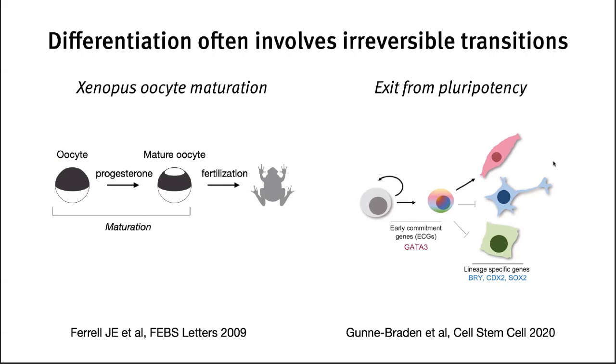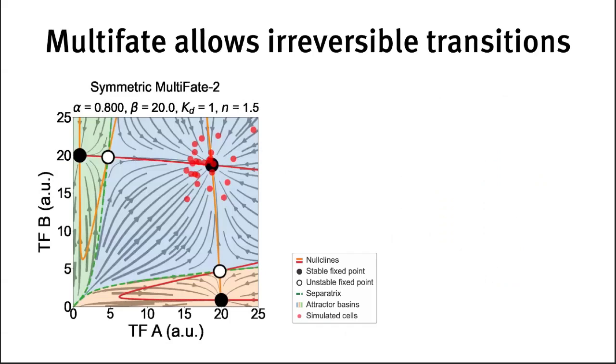You can't go backwards. And we see similar things in lots of cell fate and differentiation systems where, for example, you can exit from a pluripotent state to a more committed progenitor, but then the cells don't go back the other way. You also see cases where they do go back and forth, but in general, there are a lot of cases where there are these irreversible events.